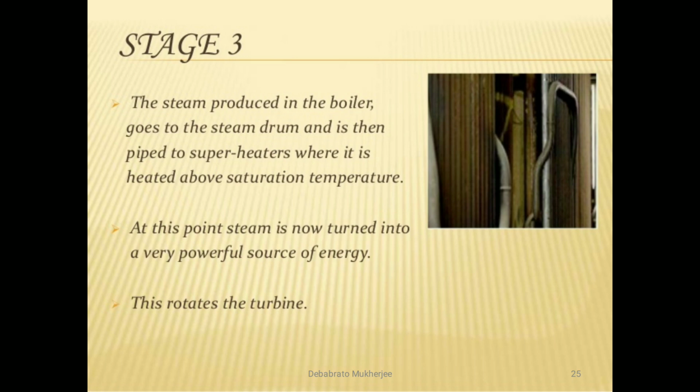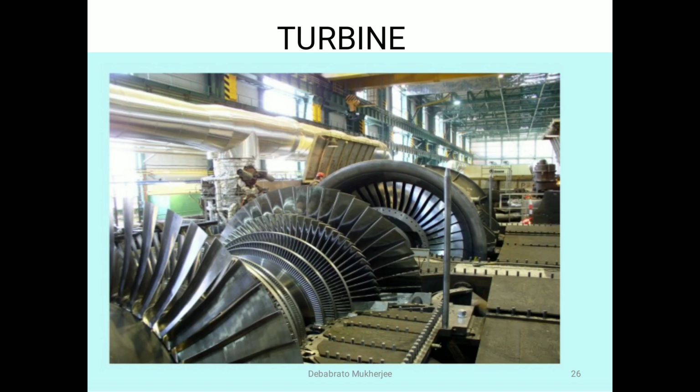This is a stage 3 part. You can see these are the superheater tubes. Over here, heating is being done on these tubes so that the steam in this superheater is maintained in such a way that there should not be any moisture in the steam going to the turbine. This is the pictorial view of the turbine, how the turbine blades look.